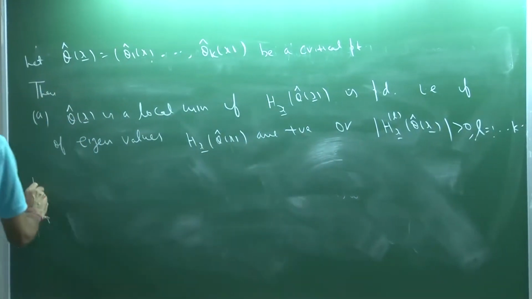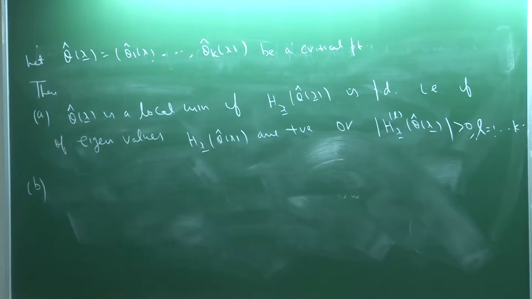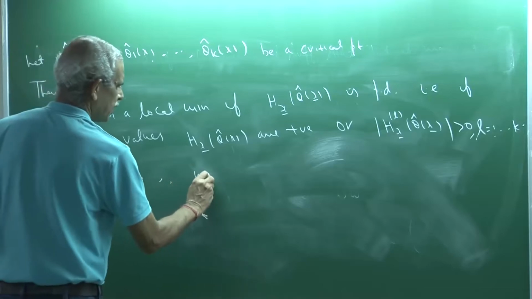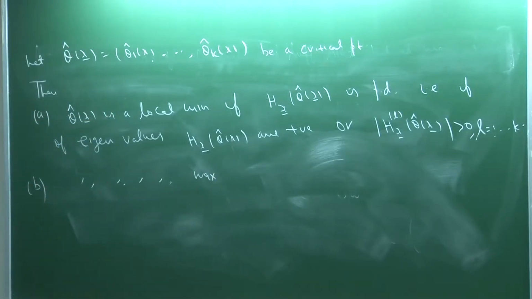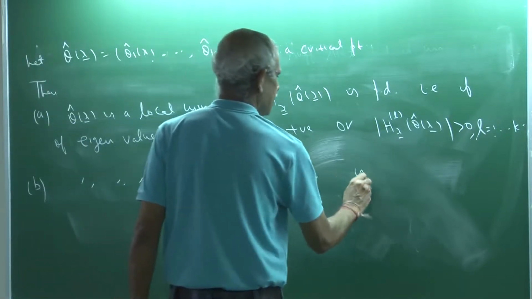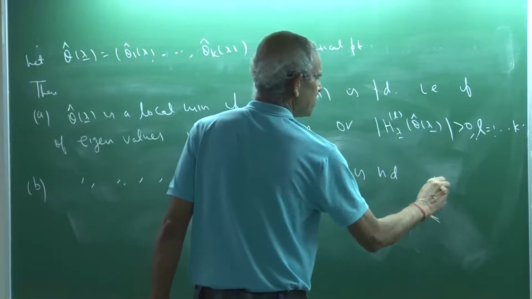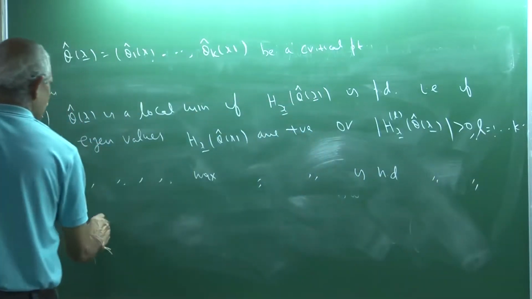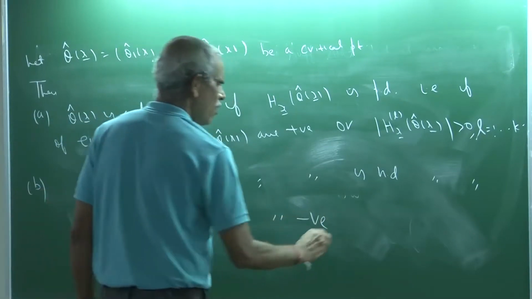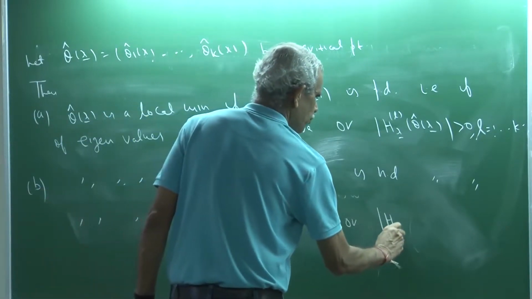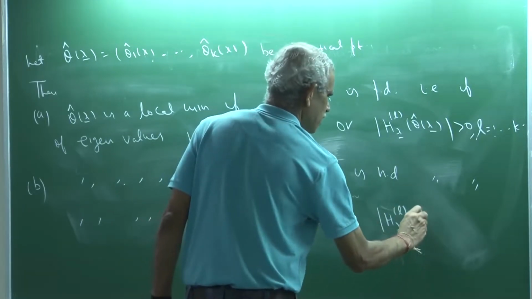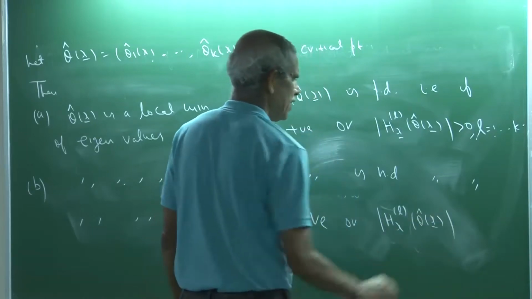Now, you can say that this is a local maximum, which should be the thing you would be looking for because you have to find the global maximum, if Hx(theta hat x) is negative definite, that is, if the eigenvalues of Hx(theta hat) are negative, or the determinant of each of those matrices is less than 0.